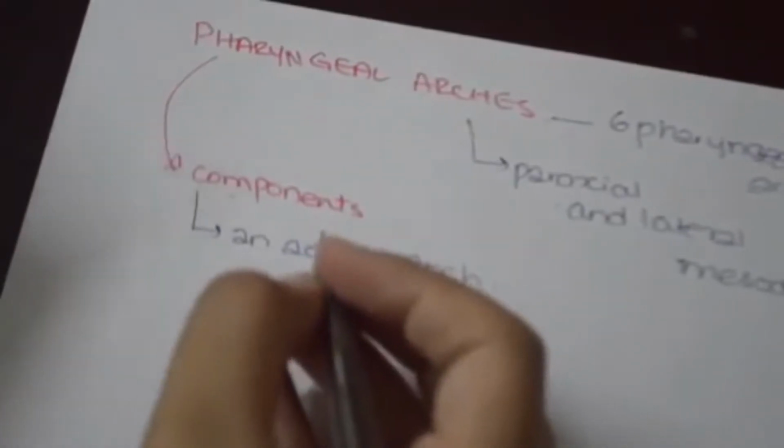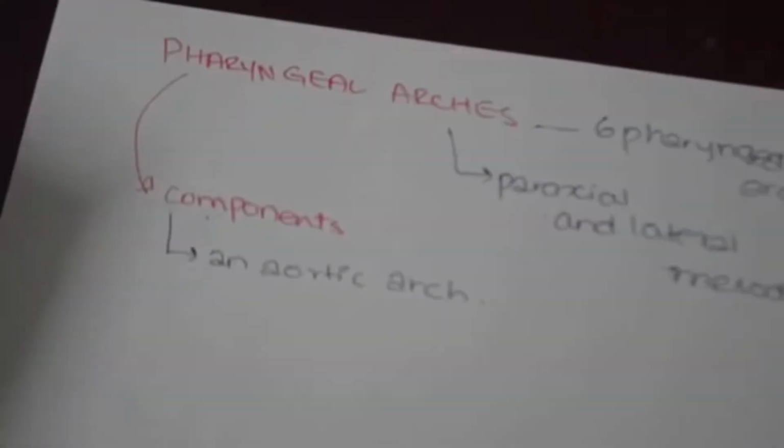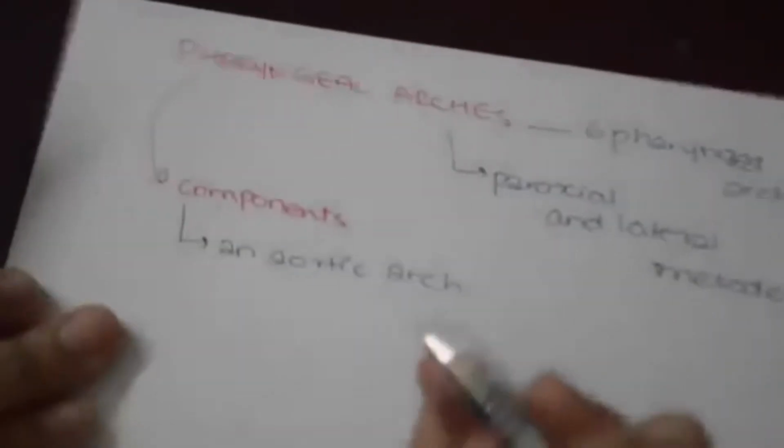What are the components of a typical pharyngeal arch? First, there is an aortic arch. An aortic arch is an artery that arises from the truncus arteriosus of the primordial heart, and it comes here to supply the muscles which will originate from the pharyngeal arches.